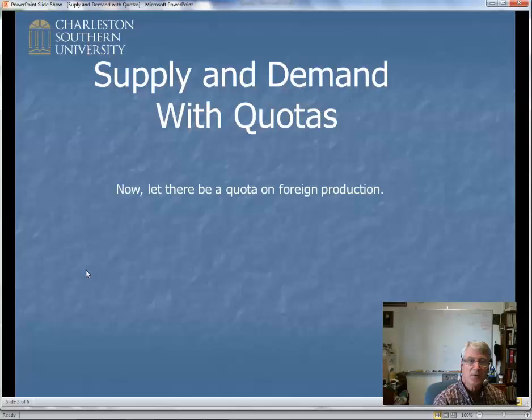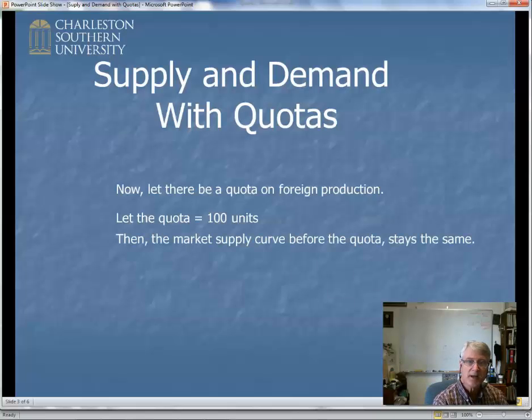Now if you apply a quota on farm production, and let's go ahead and let the quota be 100 units like it was in class today, then the market supply curve before the quota is the same as it was before, but the market supply curve after the quota is a bit tricky. And where we messed up in class today is we just dropped off the foreign producer. We generated a market supply curve without the foreign producer, and that's not what really happens.